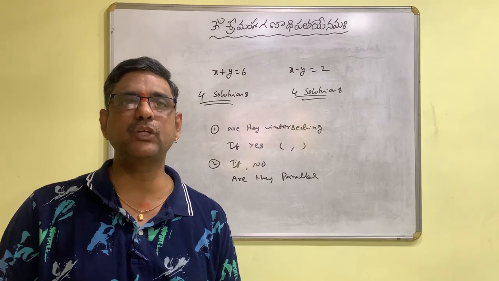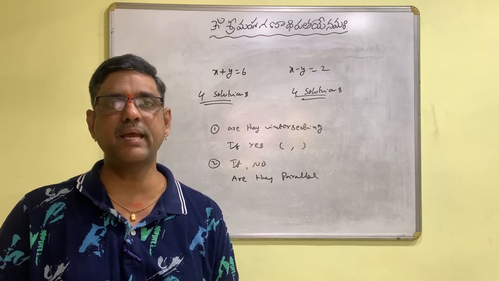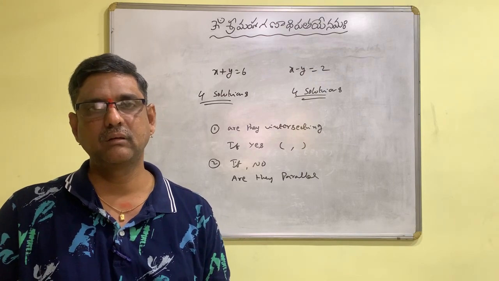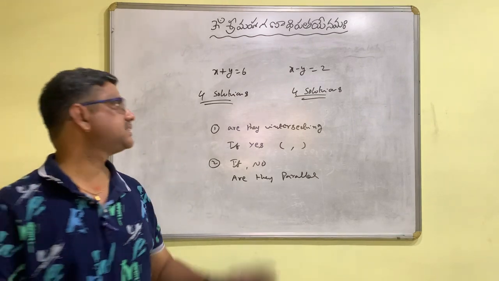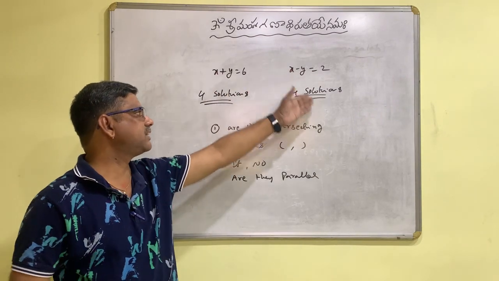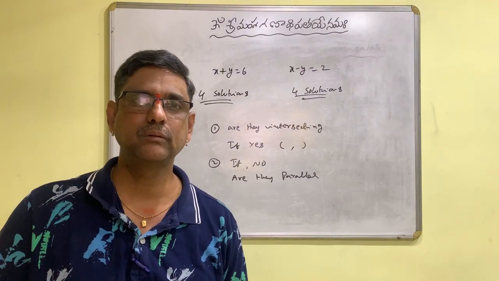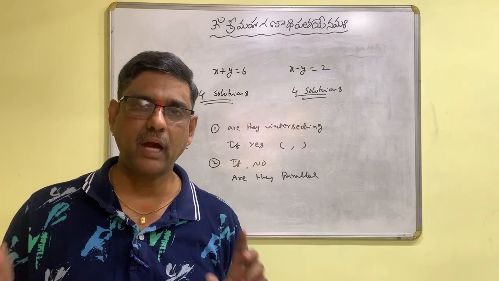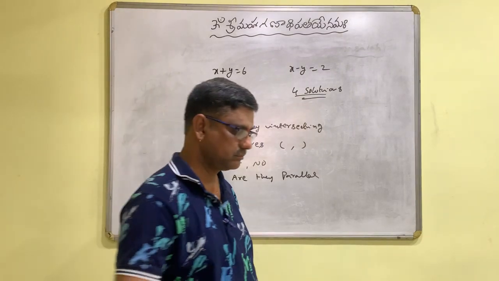You need to draw the graph for both the equations, but in the same graph. So for this equation you take 4 solutions, and for this equation you take 4 solutions separately. Then plot them separately in the same graph.